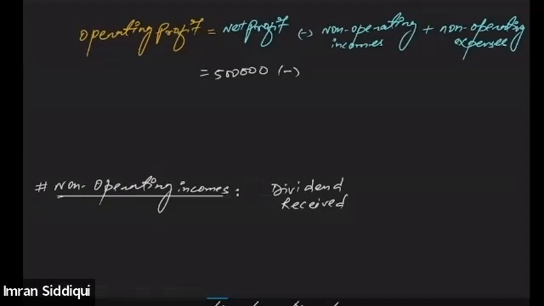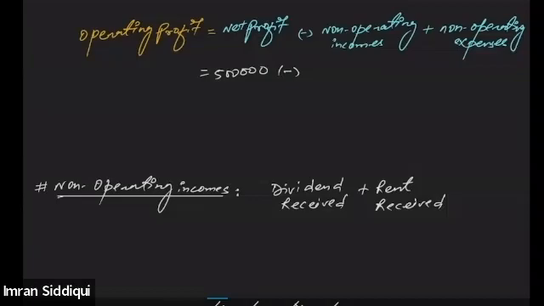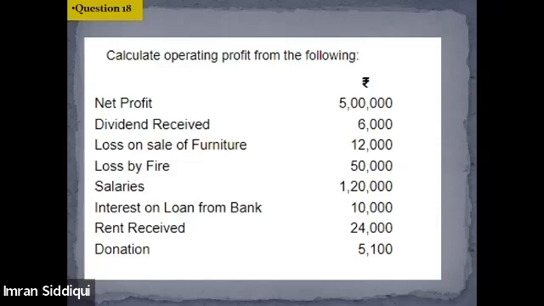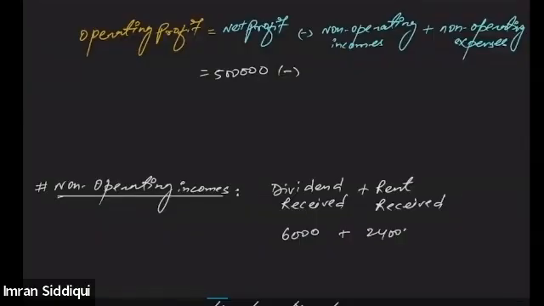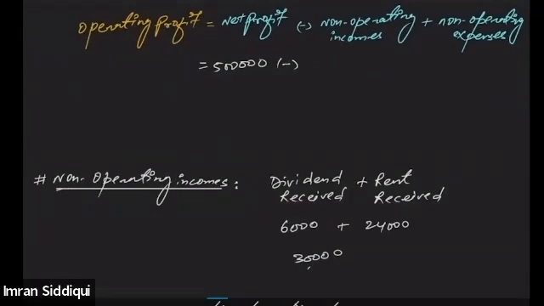So we'll take dividend income as the non-operating income, number one, and rent is also not considered operational income. So rent received. The values of these are already given in the question. Dividend received is 6,000 plus rent that we have received is 34,000. Together it is 30,000. So 30,000 is the non-operating income that we can subtract from here. We have got it from the working.